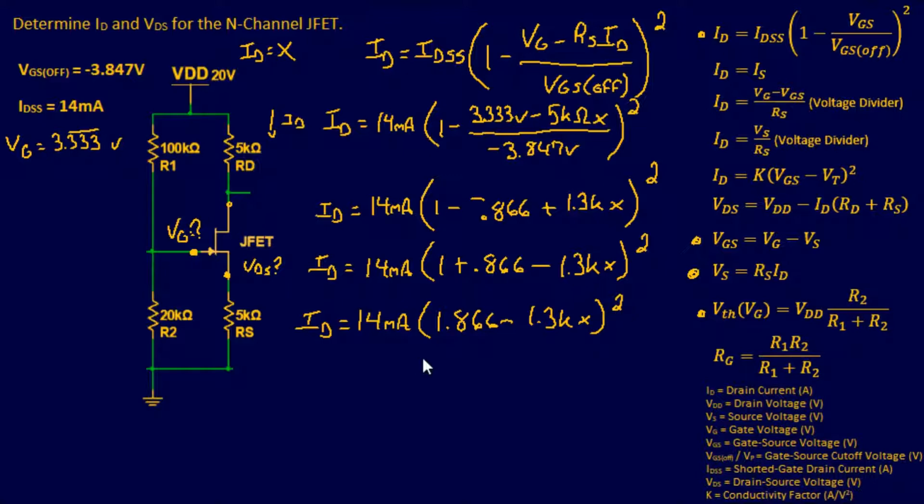And of course, this is where the fun part comes in. I'm going to actually go ahead and square this guy right here. And the way I'm going to do that is I'm going to bring it down one more time. Actually, it's going to be more than one more time. 14 milliamps. And it's going to be 1.866 minus 1.3 kilo times X, times the same thing again, 1.866 minus 1.3K times X. So that's how I squared it. I went ahead and multiplied it times itself.